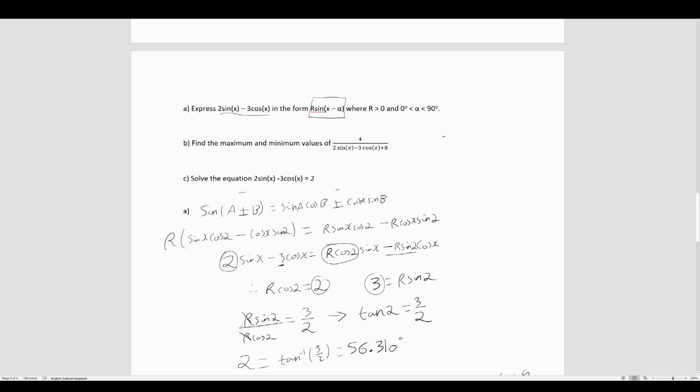So hopefully that explains how to do this more difficult trigonometry question on harmonic form. And I'll send you some similar questions to have a go at on your own.